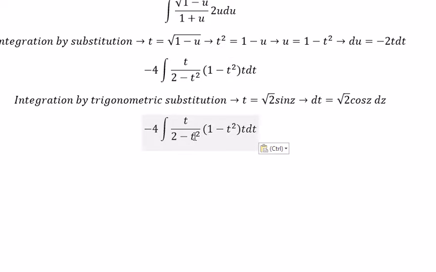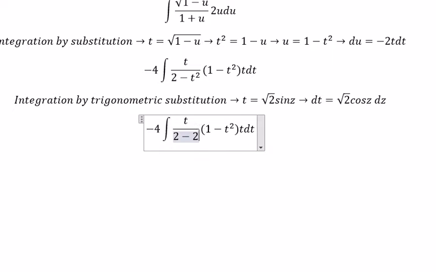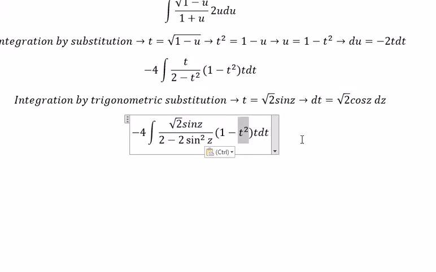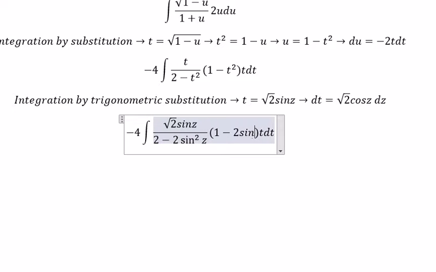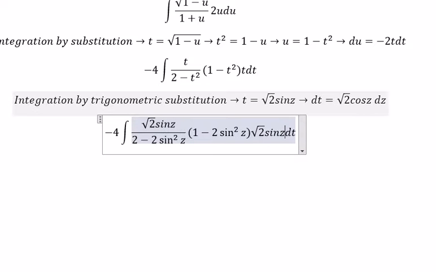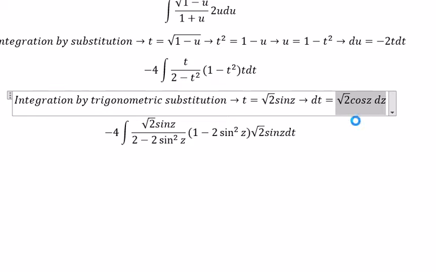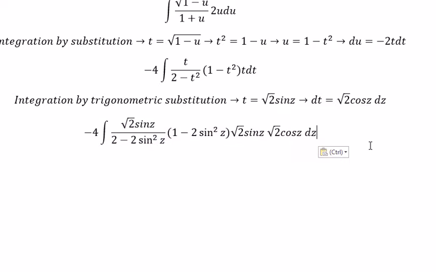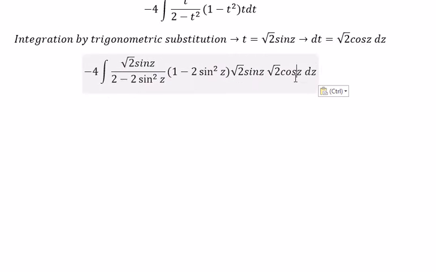About t we put in here and you got 2 sine z square. About t in here we change for this one. This one we change for 2 sine z square. T in here we change for this one. dz we change for this one. Now we need to simplify.